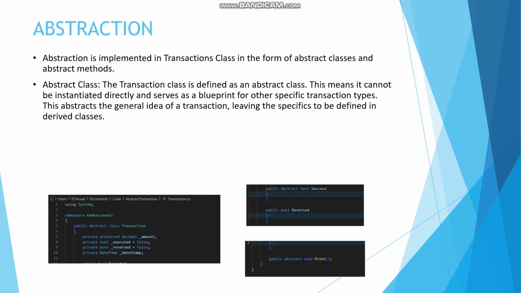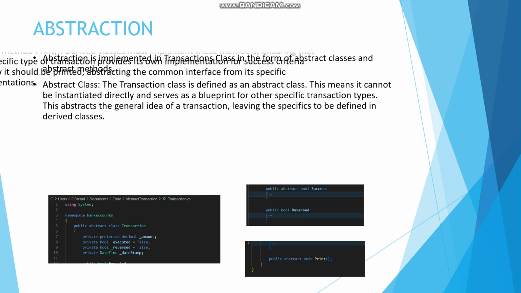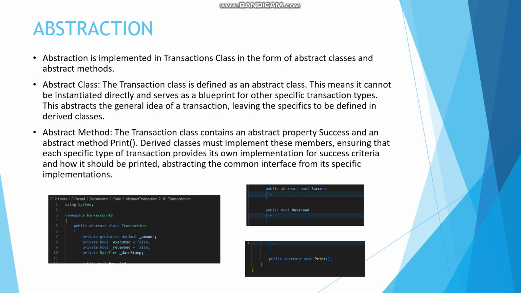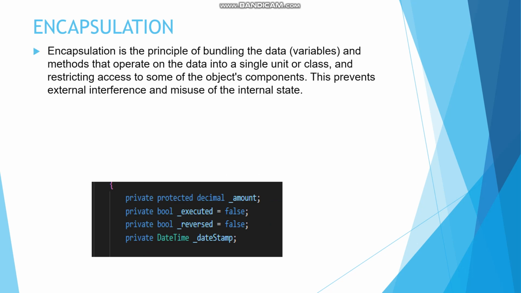As you can see, there are some abstract methods, like the abstract class transaction, so that the complexities must be hidden. Similarly, there are many methods like public abstract bool success, which hides the successful transaction of the thread, and at last we have the public abstract void print, which hides the overall printing of the actual message at the last.